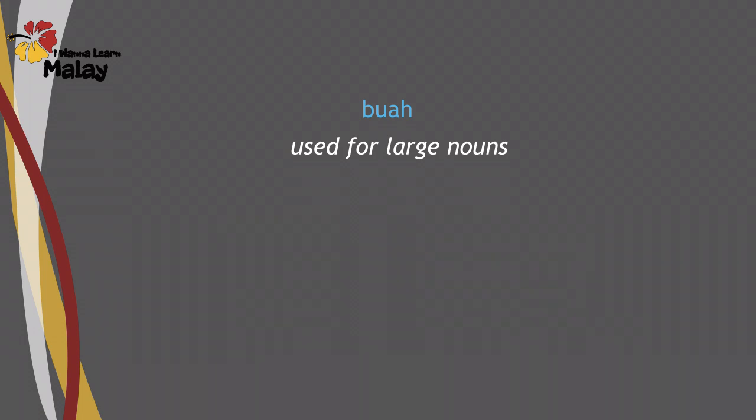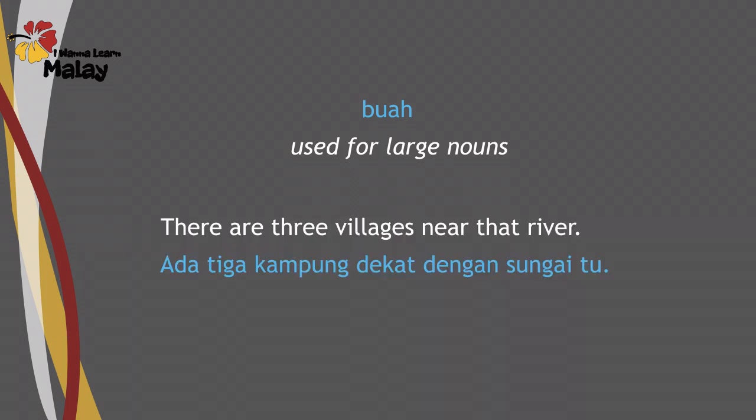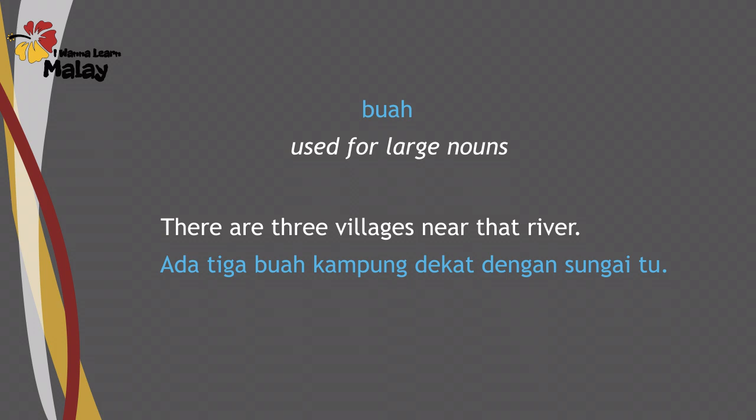So if you want to say there are 3 villages near that river, you can say ada 3 kampung dekat dengan sungai itu. Or if you want to add a penjodoh bilangan for kampung, which is considered to be something very large, you can use buah. Ada 3 buah kampung dekat dengan sungai itu. Okay? So that's on buah.